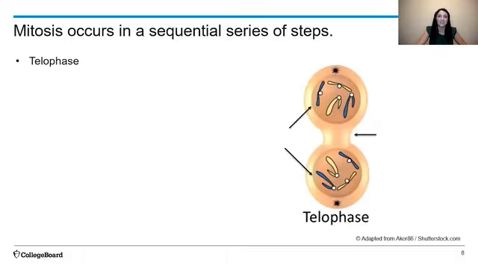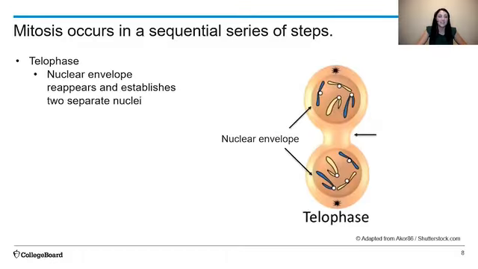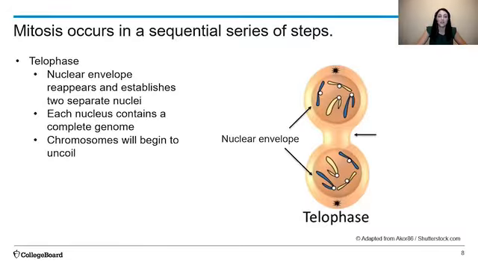After anaphase is the phase of telophase. In telophase, we have the nuclear envelope that reappears and establishes 2 separate nuclei for our 2 new daughter cells that will eventually form. Each nucleus contains a complete genome. We can see that there are 4 chromosomes in each of those nuclei, and we originally started with 4 chromosomes in our parent cell. The chromosomes will begin to uncoil.